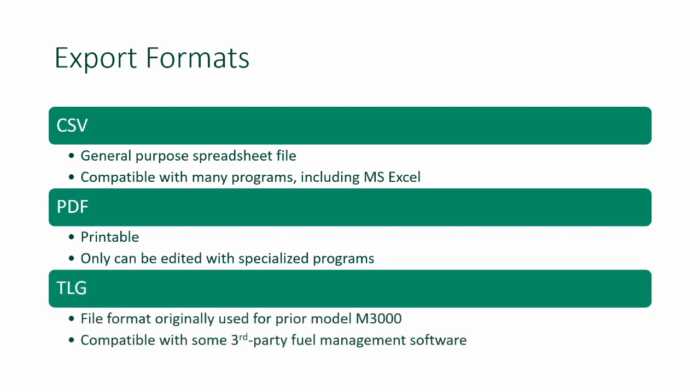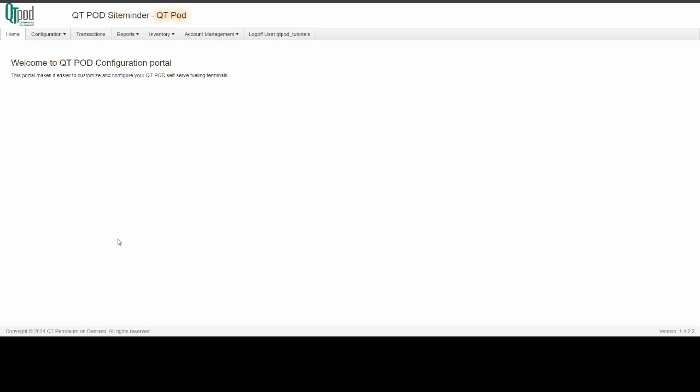And the TLG format. This was originally used with the prior model M3000. This is compatible with a limited number of third-party fuel management softwares. Let's take a look at how we can use Siteminder to make these reports.